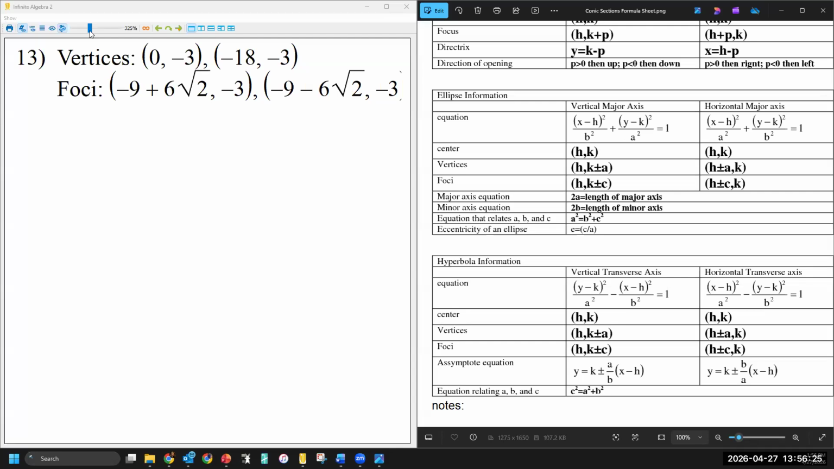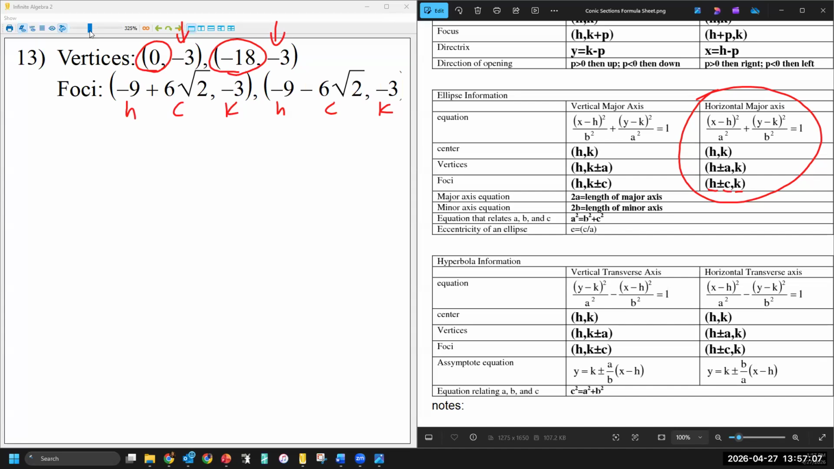So let's look at foci. Foci works just like vertices. So we say which value is changing. Well, I can do vertices or foci for this. I can say, oh, the x values are changing. So if the x values are changing, it must be horizontal. Well, notice the foci is h plus or minus c, comma k. There's my h plus or minus c, h plus c, h minus c. There's my k. I can see that same k value in vertices, but the h would be harder to figure out from vertices. That's why it's nice to have foci here.